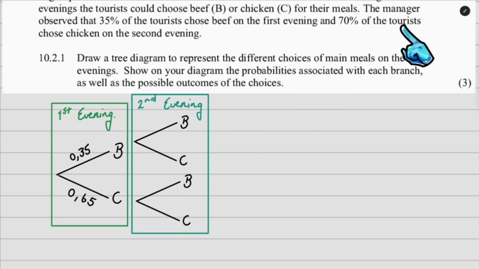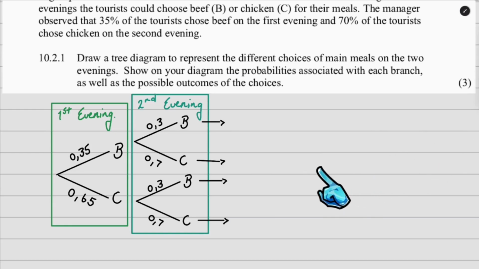And now we've got to put the probabilities on these branches. So 70% of the tourists chose chicken on the second evening. So these chicken branches are going to be 70% or 0.70. And then we use the complement rule to find the probability of the beef branch. So 1 minus 0.7 will give me 0.3, and it's going to be identical over there, also 0.3.